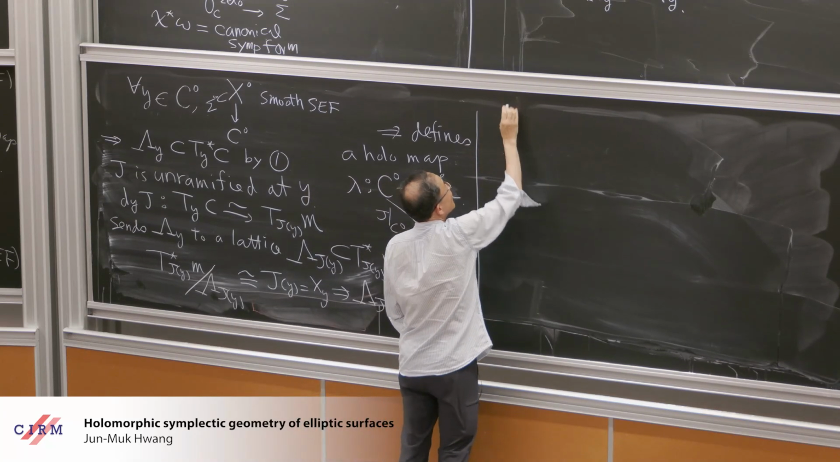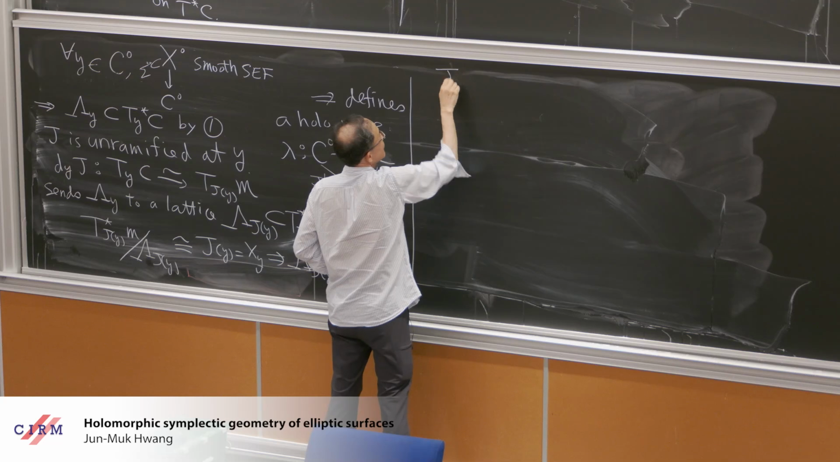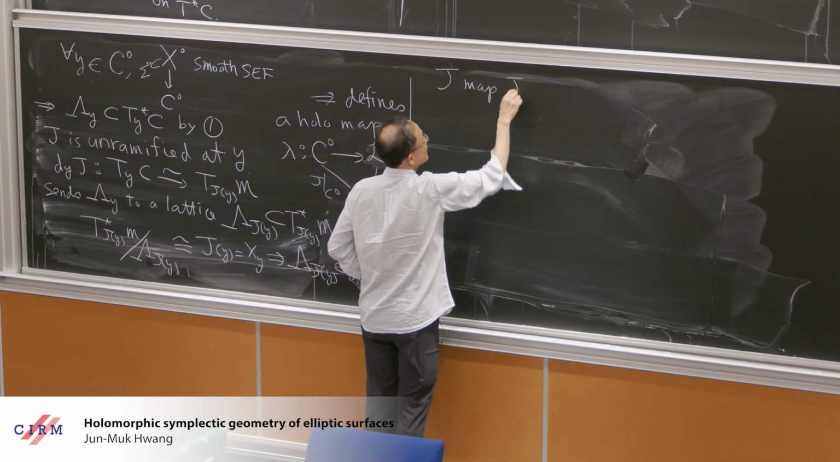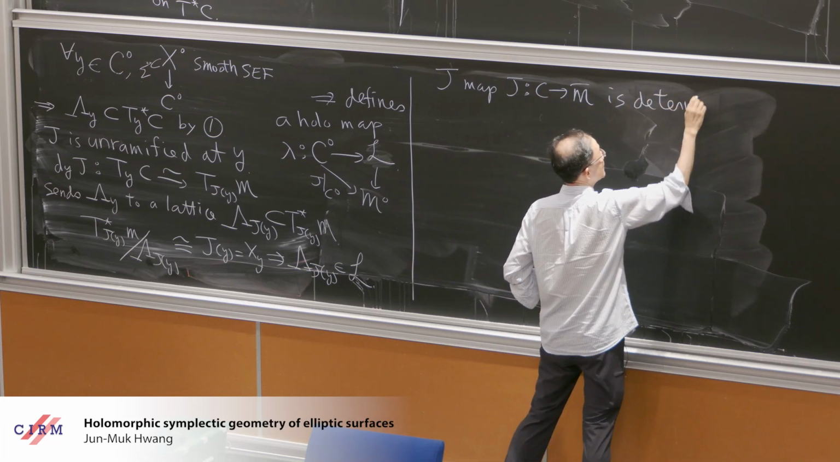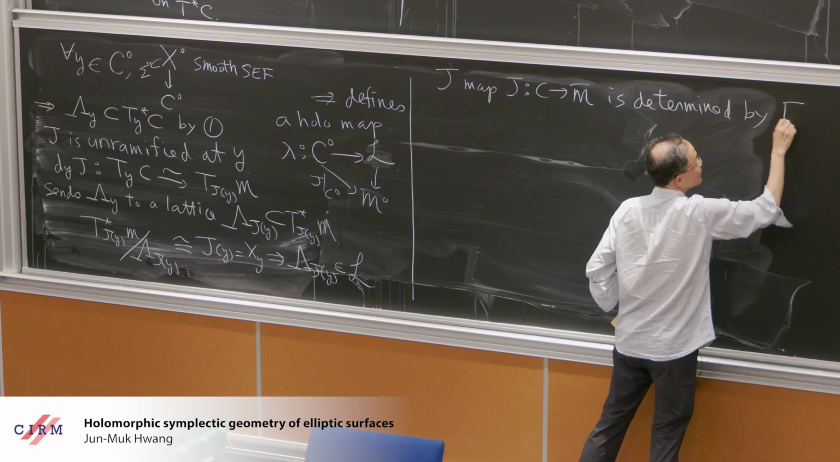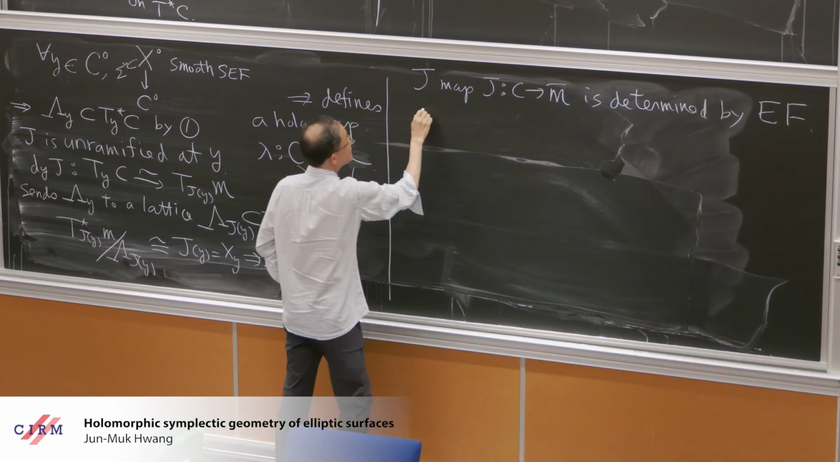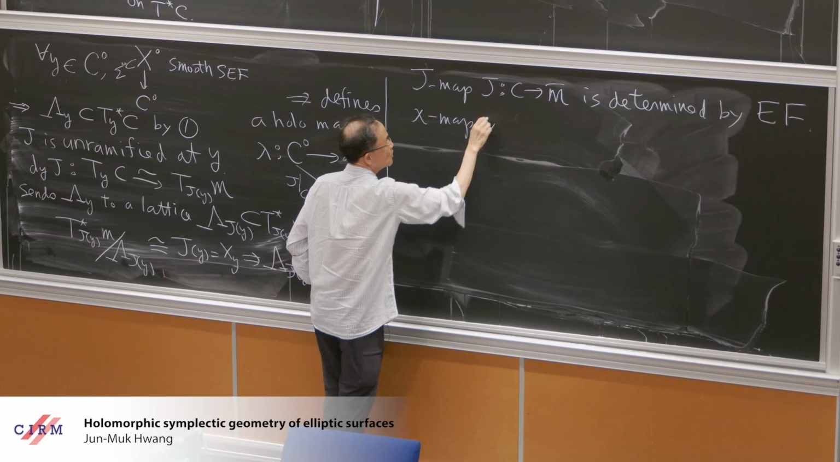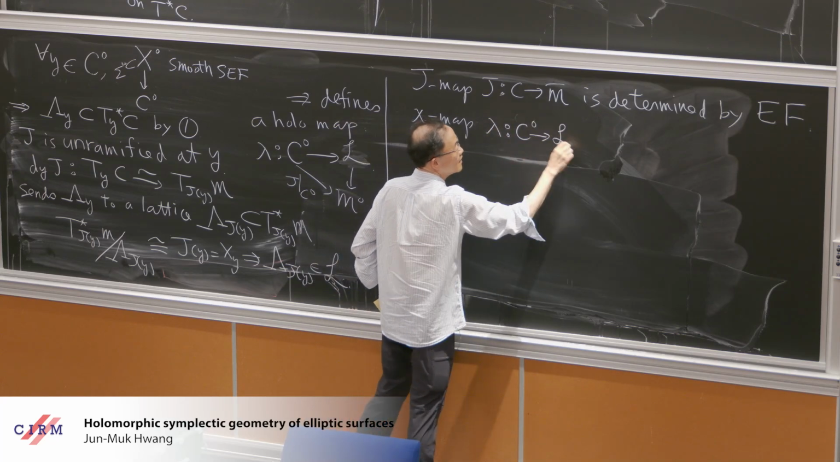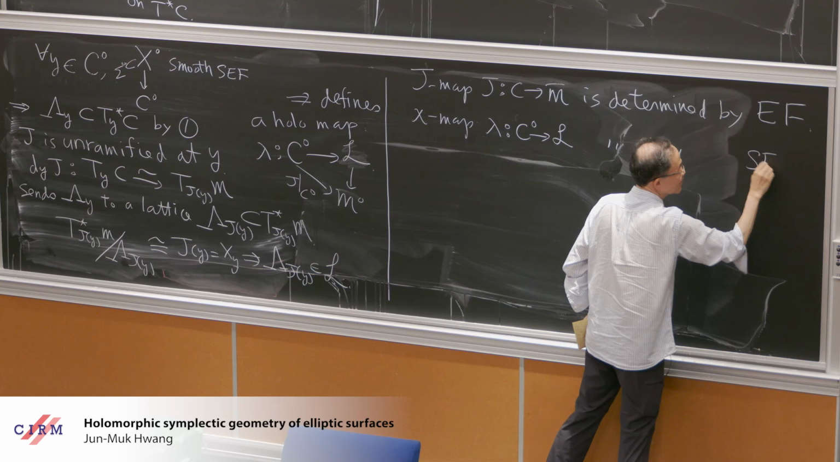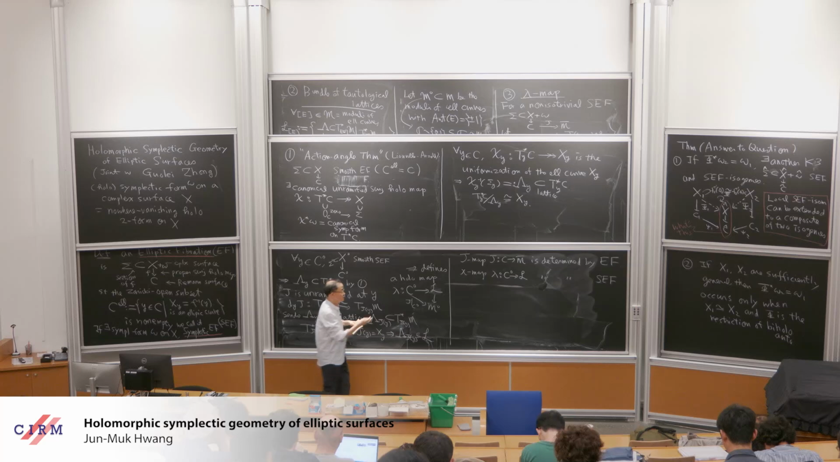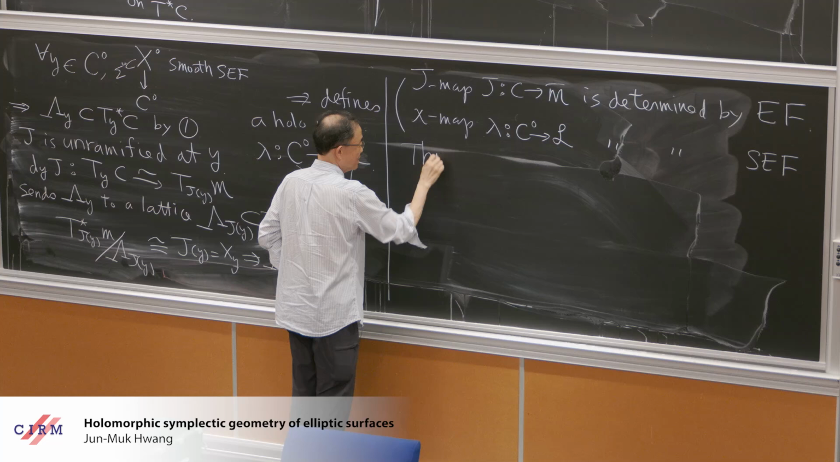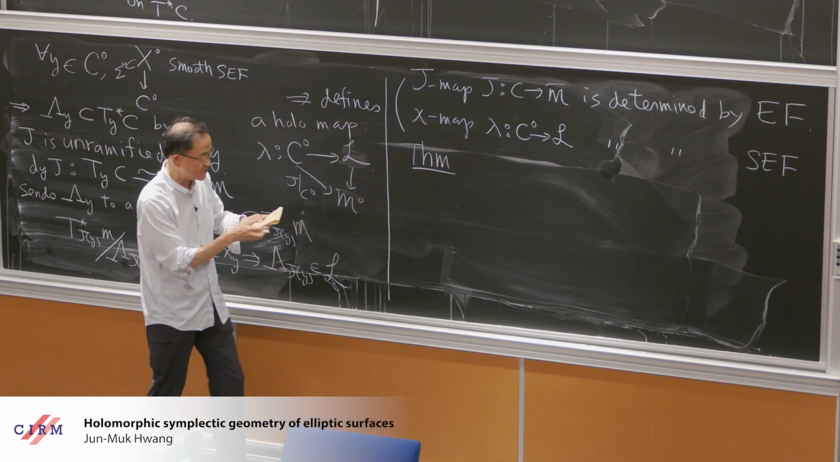So if you recall, the J map from C to M bar is determined by the elliptic fibration. Now you have this lambda map, which is from C0 to L. This is determined by the symplectic elliptic fibration. So this is an invariant of the symplectic elliptic fibration. It's given by a map. And this map, actually, one can prove the following: the converse is true.